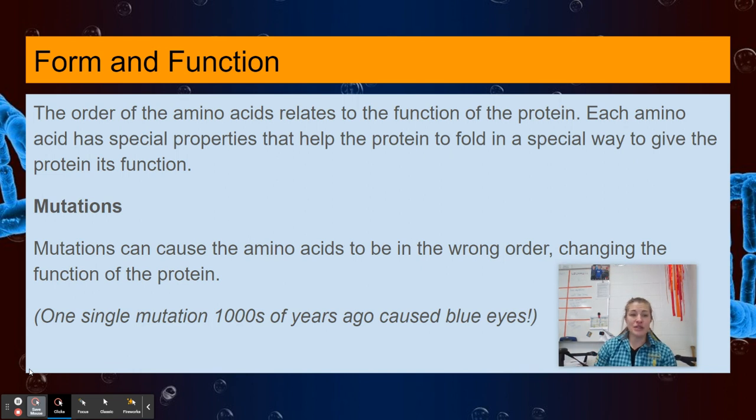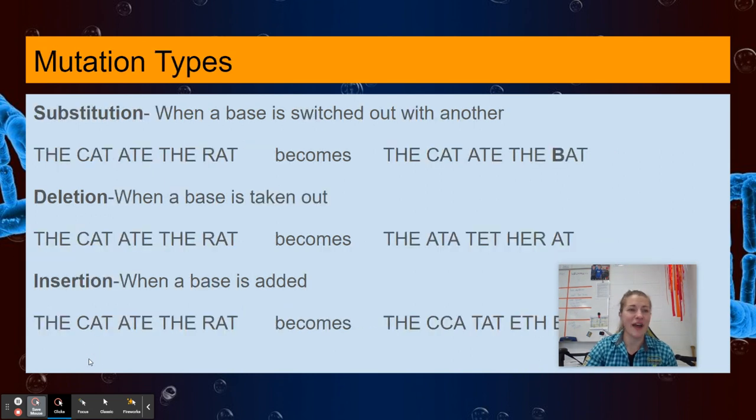So when we have mutations, they can cause the amino acids to be in the wrong order or something like that, and that can actually change the protein. A really cool science fact about this is that scientists think that there was one single mutation thousands and thousands of years ago that caused blue eyes. And that has since gone into our population, and everybody with blue eyes somehow is descendant from that one person that had a mutation for blue eyes. Kind of a cool little science fact.